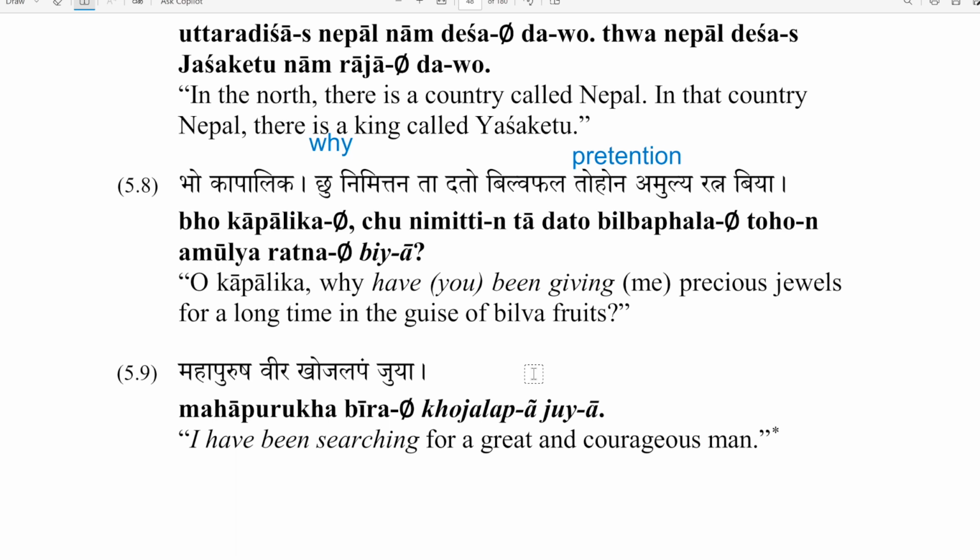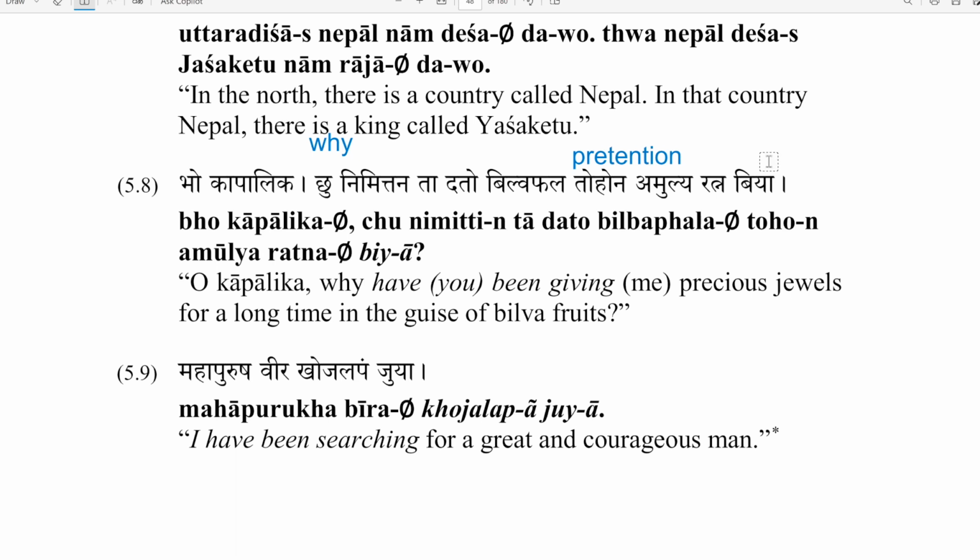So the king here was asking, Oh Gabaliga, why did you give me the jewels, Amulia Radana, the invaluable jewel, in the disguise, in the pretension of the bilva fruit? So Amulia is precious, invaluable, and Radana is the jewel, and Ba is the perfective participle of Ba, and this one is conjunct. So we see it's an interrogative sentence and it's second person. So you, why are you giving me this?